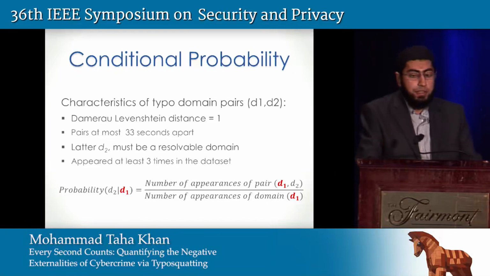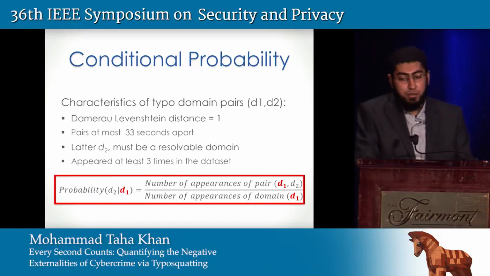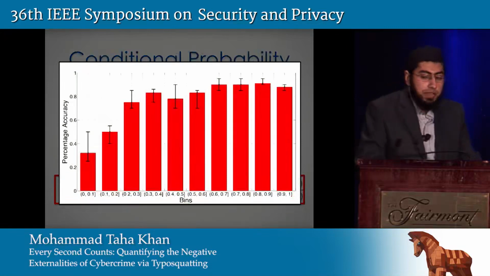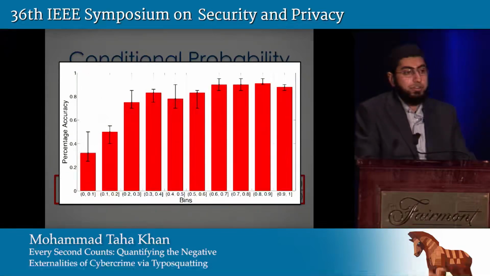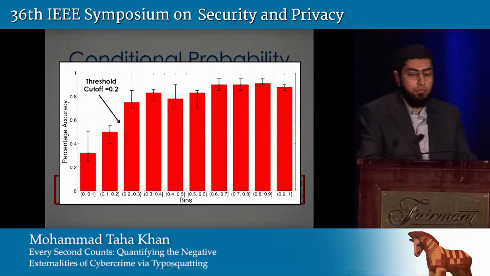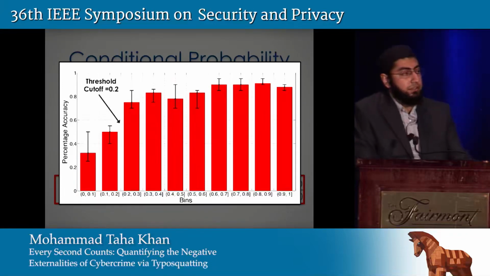Now, having all the candidate pairs, we apply this probability model where D1 here is the prospective typo domain. The graph here shows the manually evaluated accuracies for each probability bin. And we set our threshold cutoff at 0.2 because we see a distinct fall in accuracy.